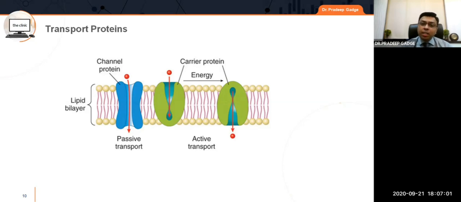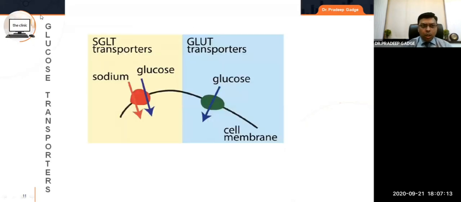They are present in various different cells and they are responsible for the movement in and out of various different molecules. So today we are going to discuss one of the carrier proteins, which is the glucose transporter. Glucose transporters are present on the cell membrane of various cells, and human beings have two types of glucose transporter.